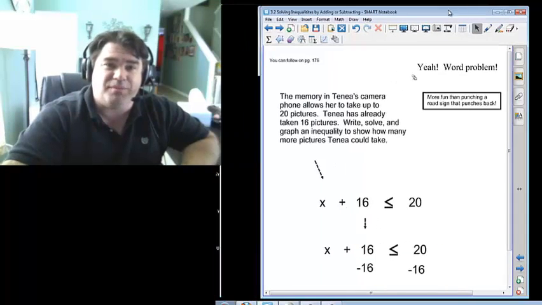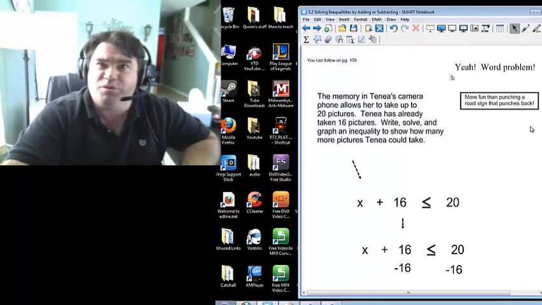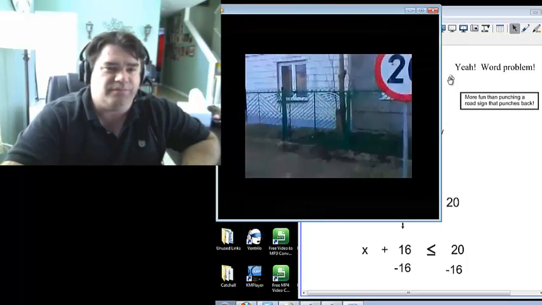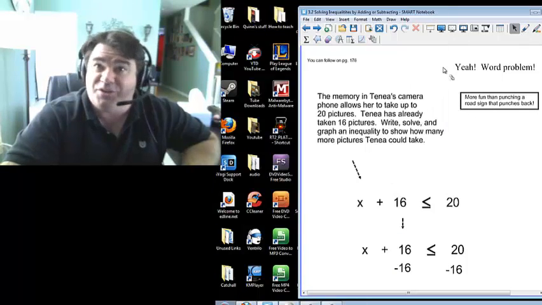Yay, a word problem! Why more fun than punching a roadside that punches back? Like this. Not the way to go.